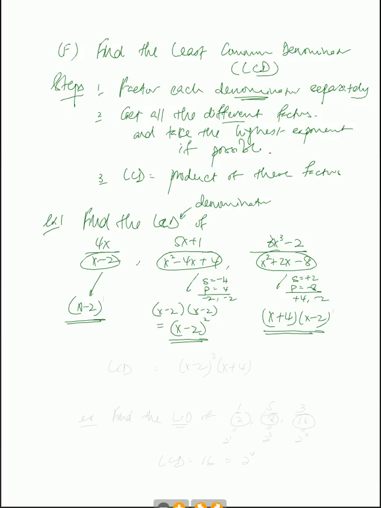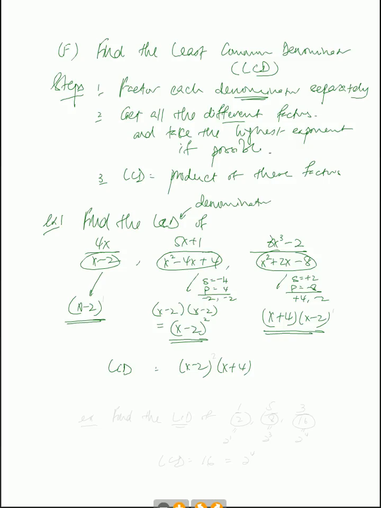So according to the method to find the LCD, you're supposed to factor each denominator separately, which is what I did. Observe, I totally ignored the numerator. Okay, get all the different factors. Now, what are the different factors? So the different factors are the x minus 2's and the x plus 4. These are the different factors, and you're supposed to take the highest exponent if possible.